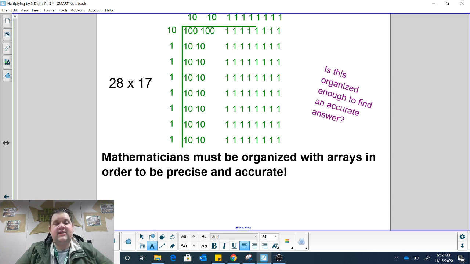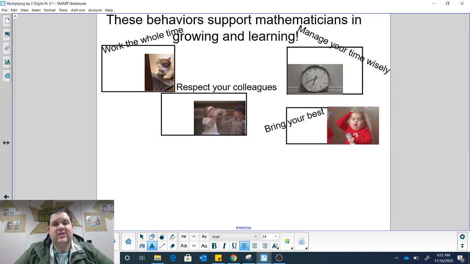We're now going to head into rotation time. And for rotations, I want you to make sure that you are using all of these behaviors that support mathematicians. Remember to work the whole time. Of course, if you need a break, please take a break, but get right back to work so that you can focus in and finish.